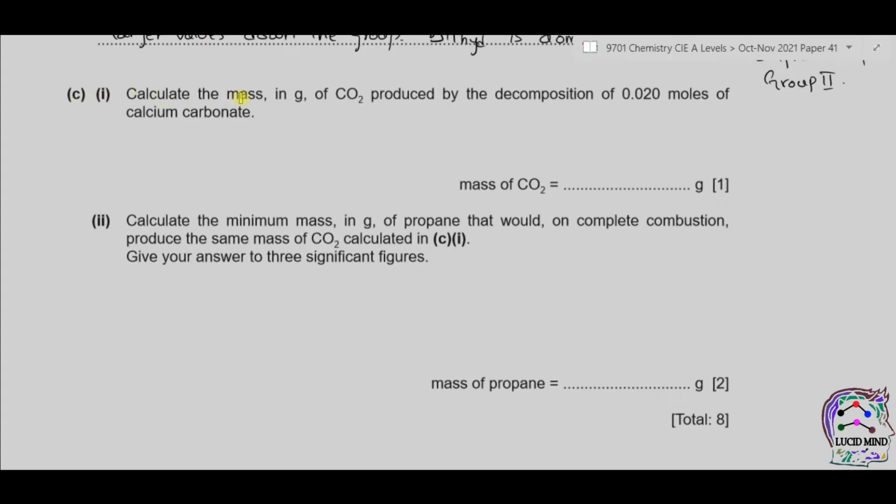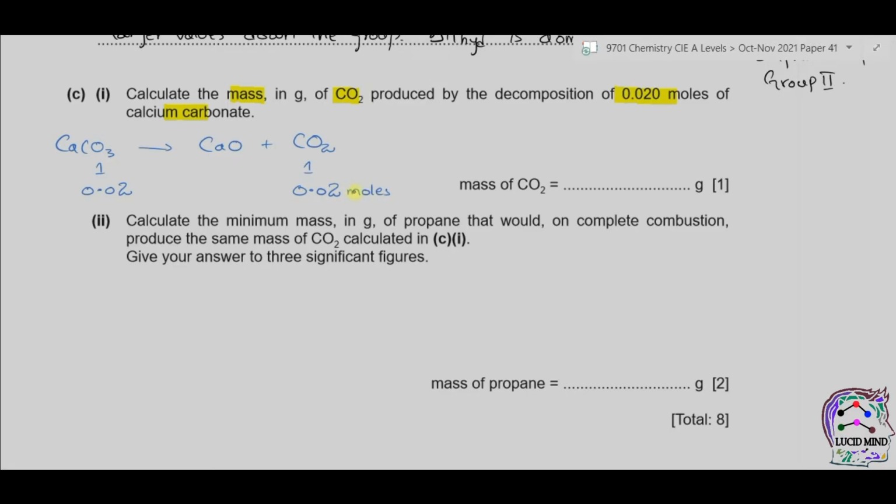Part C. Calculate the mass in grams of carbon dioxide produced by decomposition of 0.020 moles of calcium carbonate. We can write the balanced equation. We have calcium carbonate, it decomposes to calcium oxide and forms carbon dioxide. As the ratio according to balanced equation is 1:1, so it means 0.02 moles of calcium carbonate will form 0.02 moles of carbon dioxide.